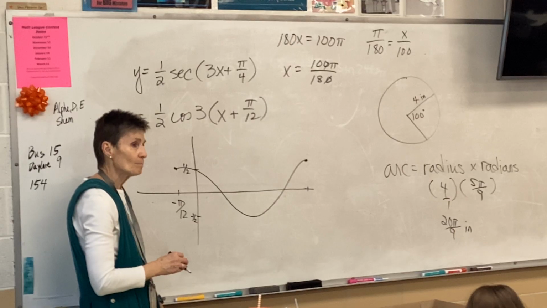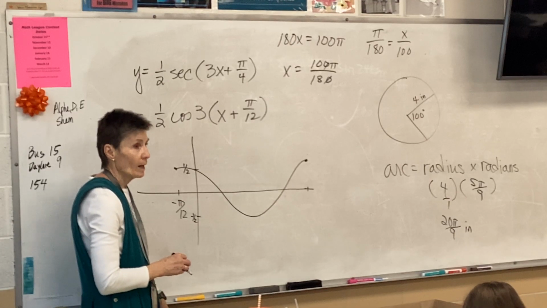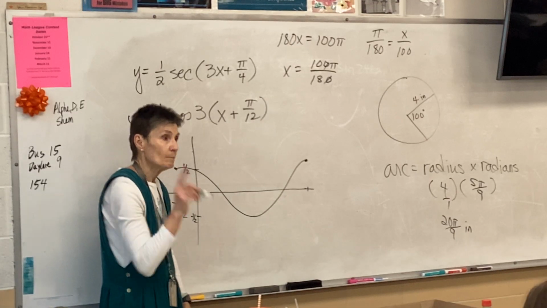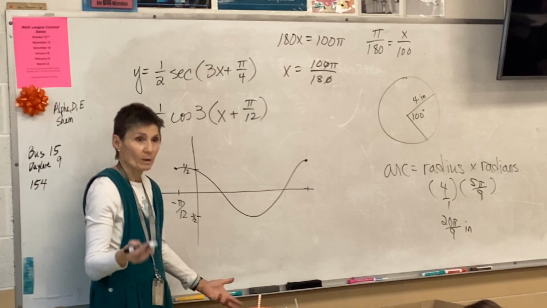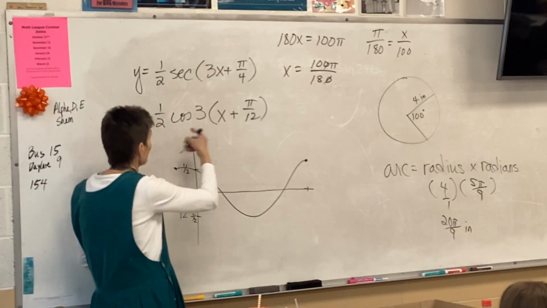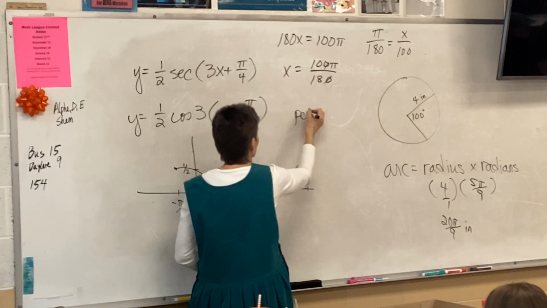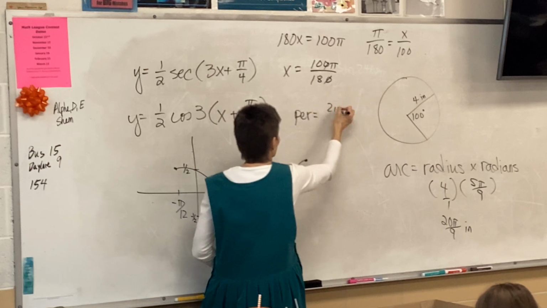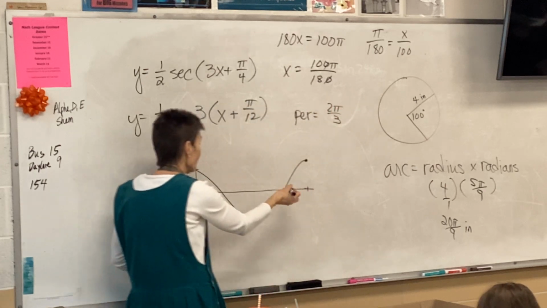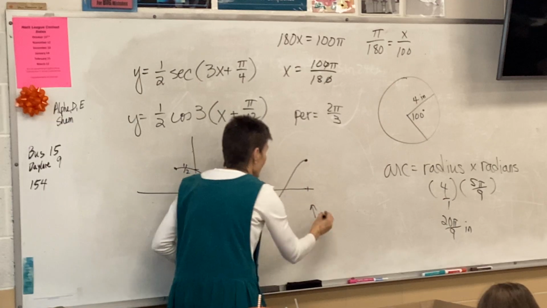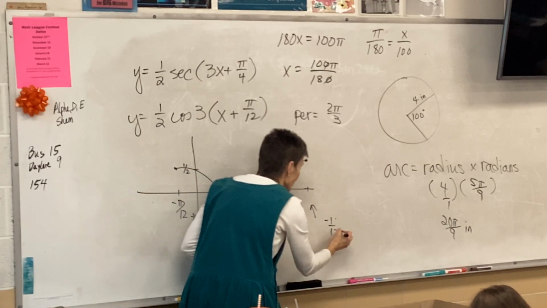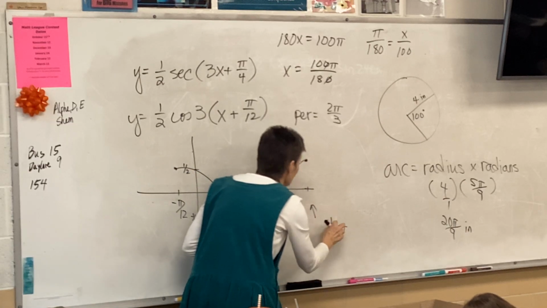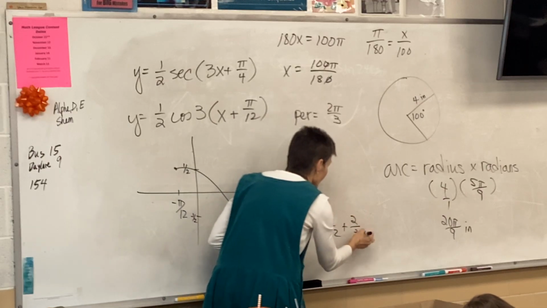Speaking of ending, where's it going to end? Well, it's going to end 1 period from where it started. So what's its period? 2 pi over 3. So to get my ending point, I'm going to take negative 1/12 and add 2/3.